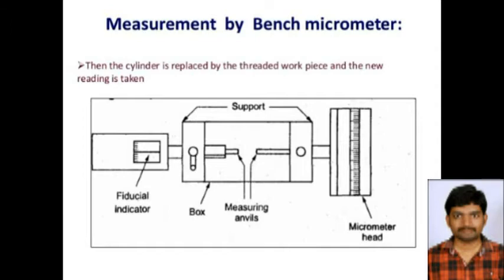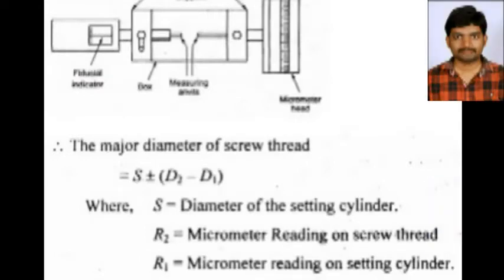The setting cylinder or standard cylinder is held in between the anvils, and the reading is taken. In this machine, there is no provision for mounting the workpiece between the centers, and it is to be held in hand. The cylinder is then replaced by the threaded workpiece, and again the micrometer reading is noted. By this, we can measure the major diameter of a screw thread. If D is the diameter of the setting cylinder or standard cylinder, R1 is the reading of the micrometer on the setting cylinder, and R2 is the reading of the micrometer on the screw thread, then the major diameter of the screw thread is equal to D plus or minus (R2 minus R1).